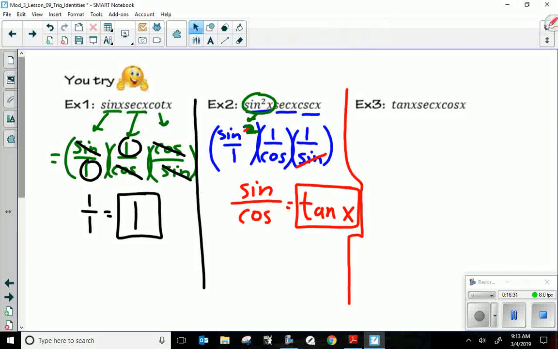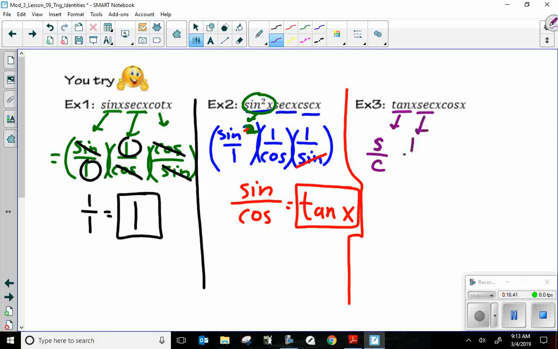You know what? Let's do purple. Purple's a nice color. Tangent. That's sine. I'm going to use just S and C. You ready? That's sine over cosine. Secant is 1 over cosine. And this is cosine, which is cosine over 1. I'm multiplying them all together. What can I cancel? Well, glad you asked, my friend. 1 cosine on the bottom cancels 1 cosine on the top. So now I just end up with sine over cosine.